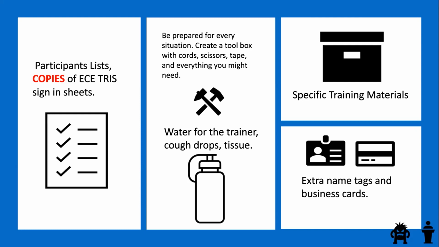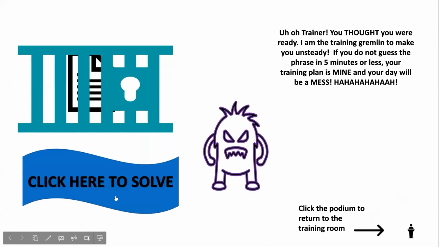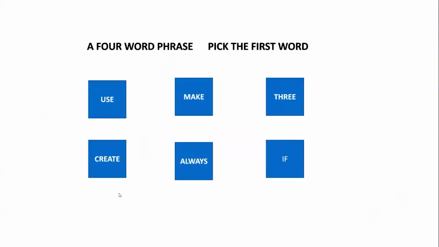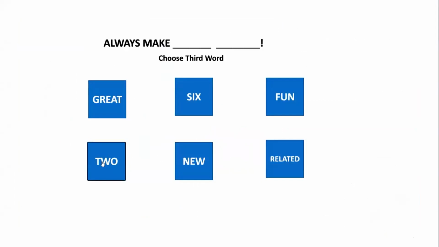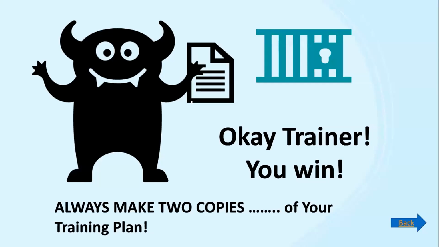Okay, you guys got it? Are you ready to solve it? Yeah, we have a guess in the chat. So okay, let's go to the gremlin. Okay, let's click to solve. Always make 2 copies of your training plan. Okay, trainer, you win. Woo! Good job, Becky. And we'll hit back.